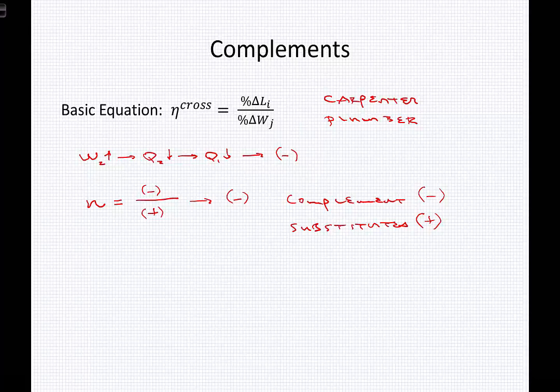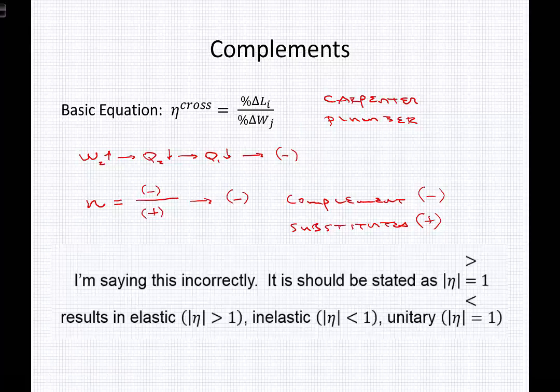And once again, because we know there's going to be positives and negatives, we're going to be comparing this to the absolute value of -1. That's the beauty of doing this. We look at, is it greater than, less than, or equal to when we think about the elasticity value. And obviously, if it's greater than, it's elastic. If it's less than, it's inelastic. And if it's equal to, it's unitary elastic.